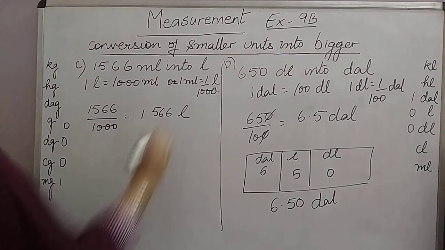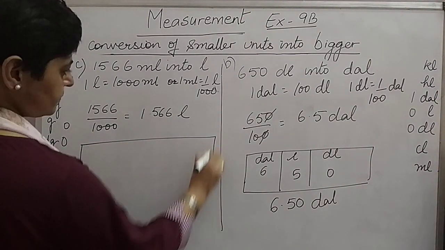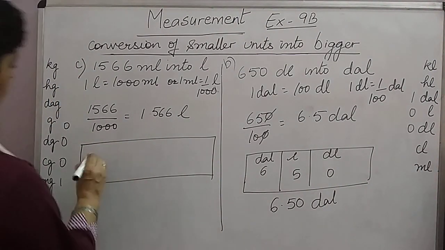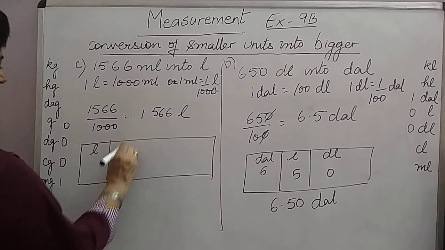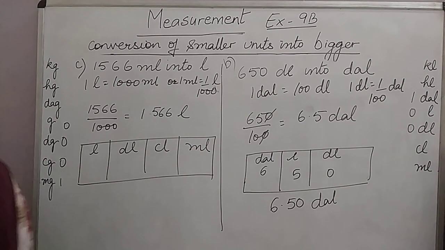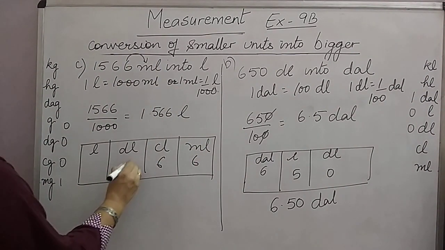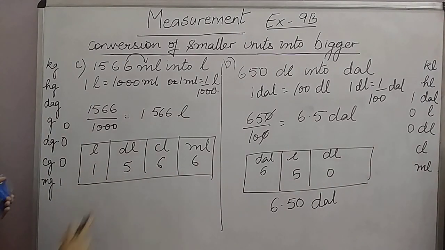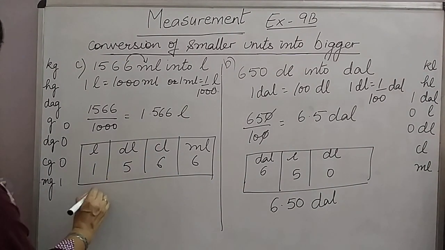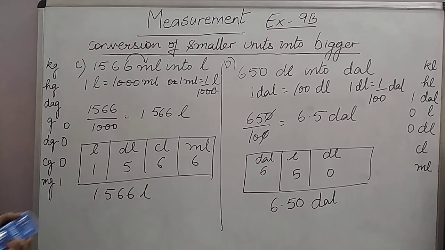Using box method, we can start from liter only. The 6 will come in milliliters box. Then 6, 5, 1. We have to convert it into liters. So 1.566 liters.